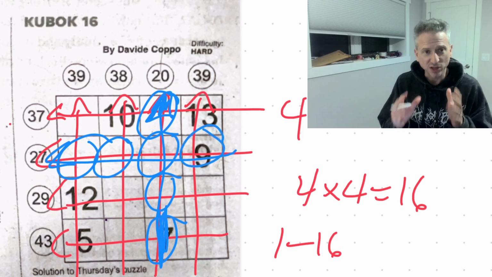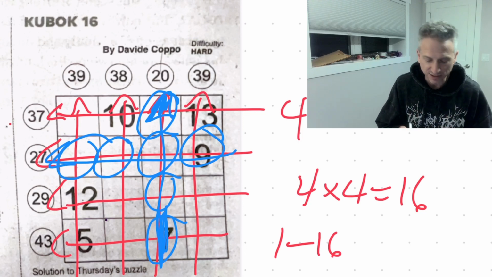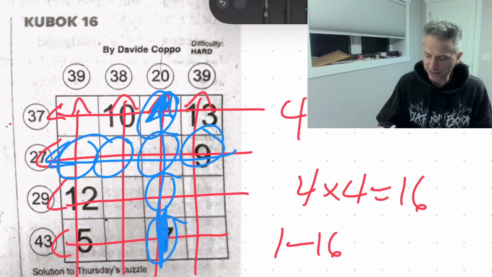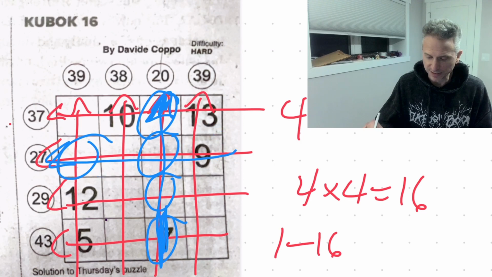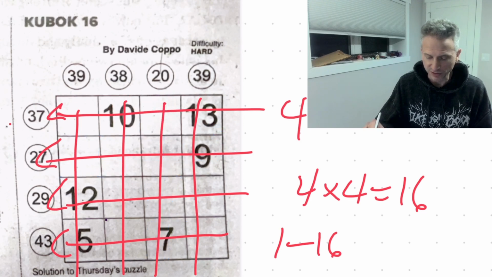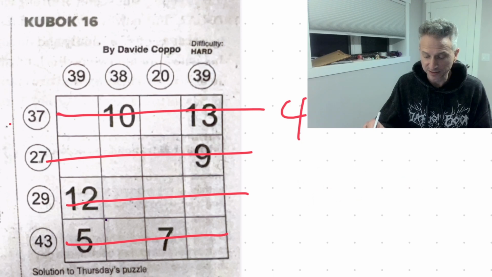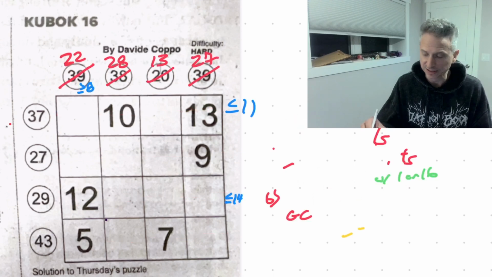So you have to place all of the numbers from 1 to 16 so that all the cells add up correspondingly to the numbers to the left or above them. Right? So every row and column has to add up to the corresponding number above or to the left of it. So that is the basic rule set of Kubok 16. It's very simple, but actually solving it can sometimes be difficult and sometimes rather easy.